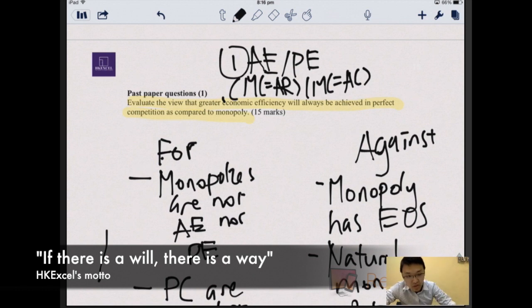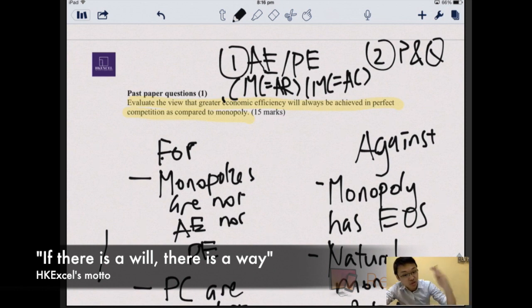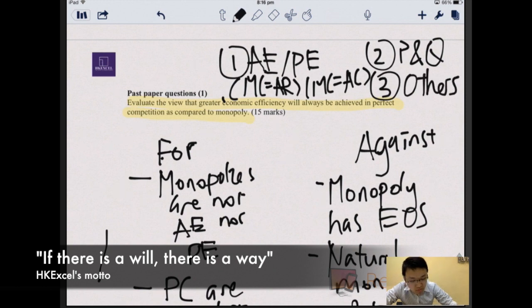The second aspect you can look at when comparing two different market structures is price and quantity. According to economic theories, certain market structures tend to charge a higher price than others, and I'll teach you how to explain that in a second. The third aspect is other arguments. For this part, you actually need to memorize it, but for allocative and productive efficiency, it's the same every single time.